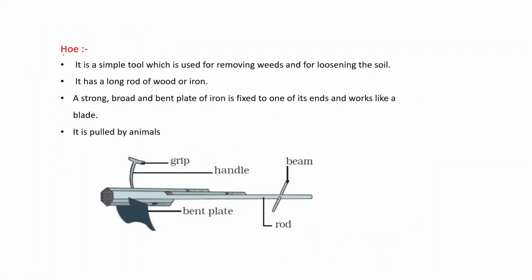Next one is hoe. It is a simple tool which is used for removing weeds and for loosening the soil. It has a long rod of wood or iron and a strong, broad and bent plate of iron is fixed to one of its end and works like a blade. It is pulled by animals. You can see this is the diagram of hoe.